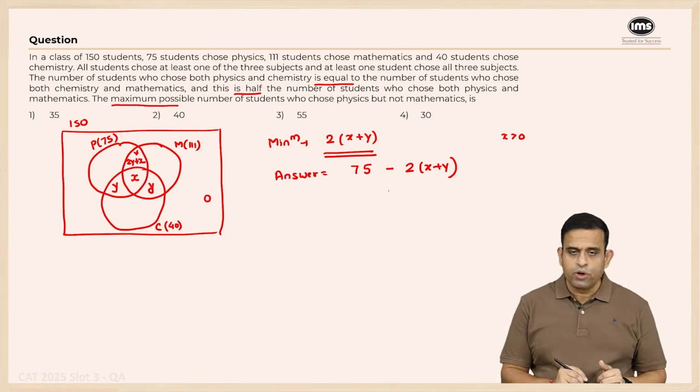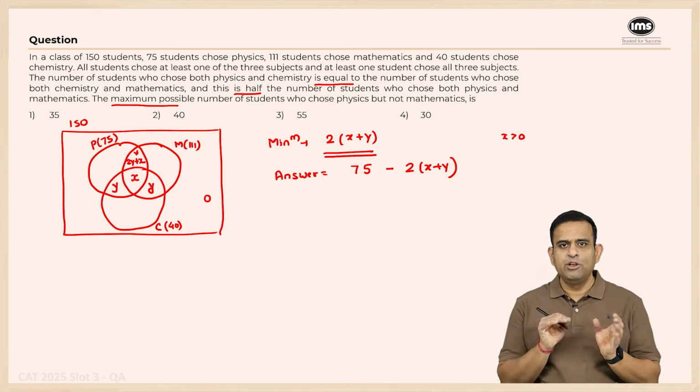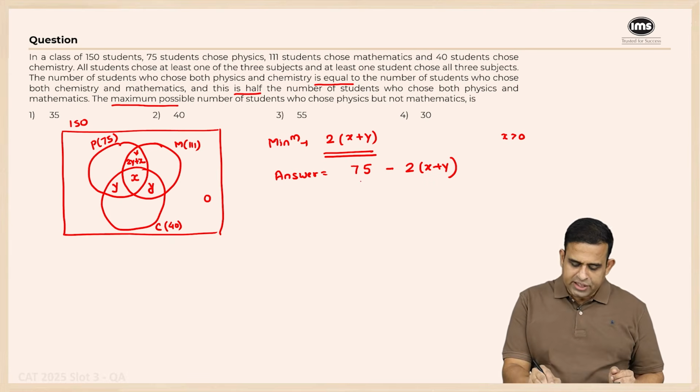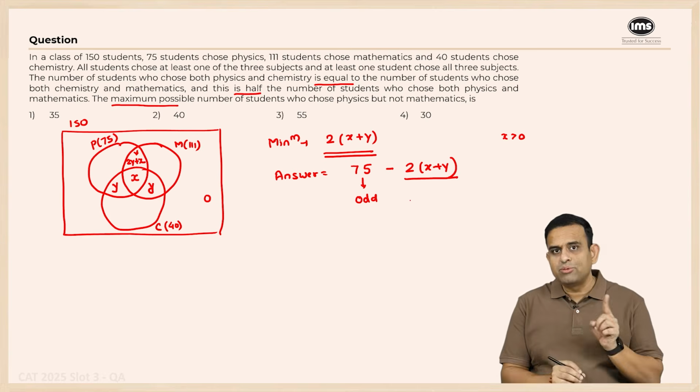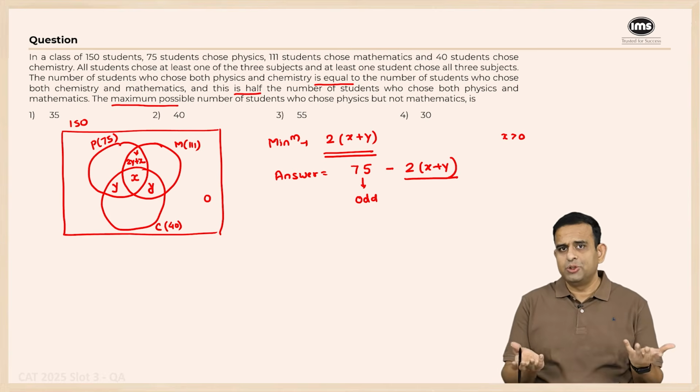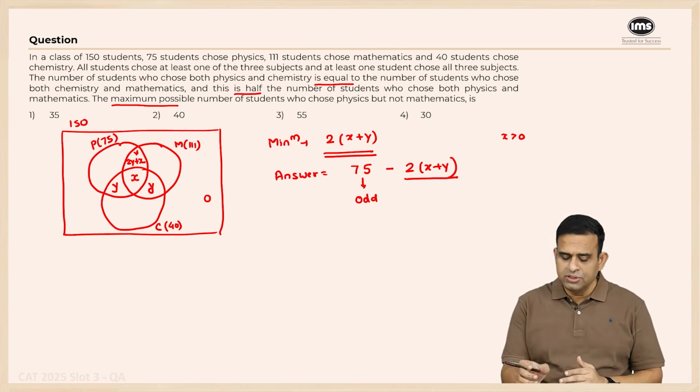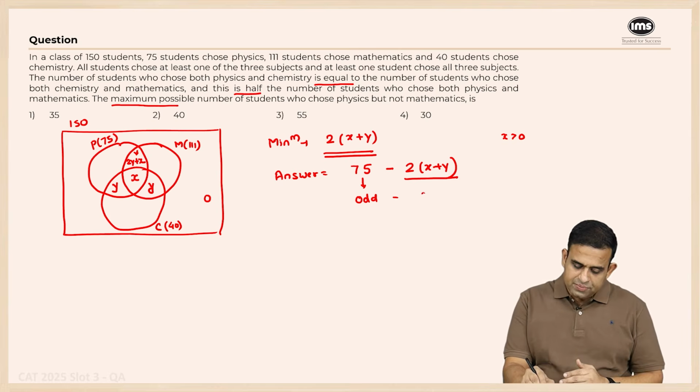So this is what I want to evaluate. Now if you do some number crunching, understand 75 being an odd number. The term 2 times of x plus y, where x and y have to be proper integers, is going to be even.